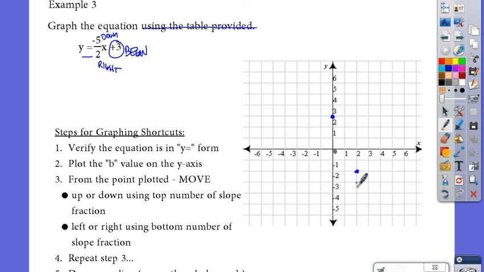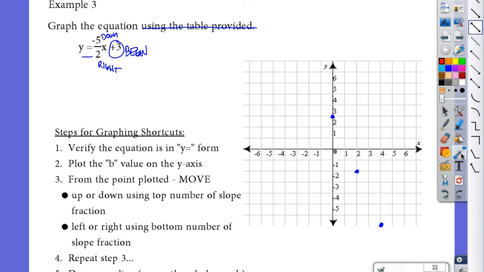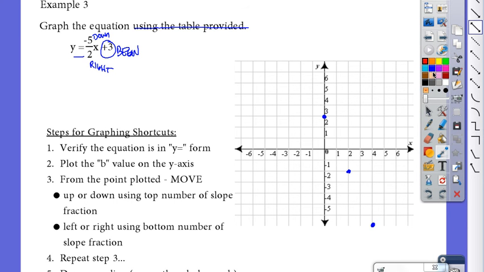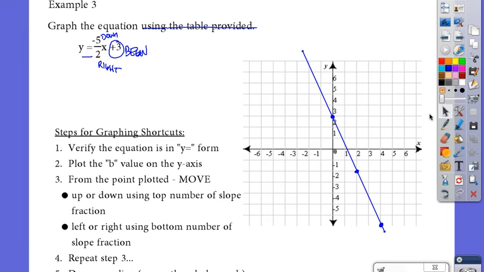And again, I can do that as many times as I want or as many times as the graph will allow me. And once I have what I feel are adequate points, I'm going to draw the line. Extend that line all the way across the graph, please. And that will be the graph of the line negative 5/2 x plus 3.